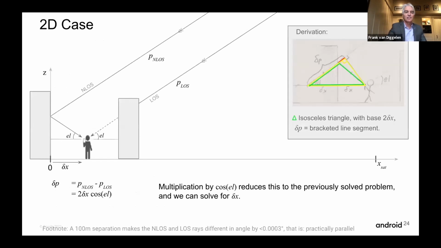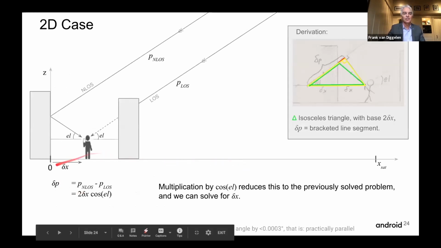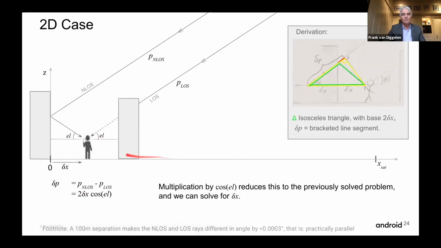In the 2D case, now the two dimensions here are x and z. Now the satellites have some elevation. The elevation of the satellites is known and essentially the same for the line of sight ray and the non-line of sight because the satellites are so far away that these rays are practically parallel. How close? They're within 0.0003% of being parallel, so we can assume they're parallel and it doesn't change our result by more than a fraction of a millimeter. And so we know this elevation.